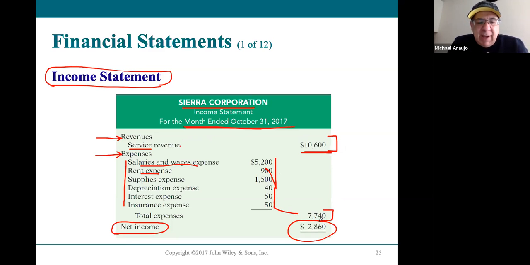Again, profit and net income mean the same thing. Earnings and net income mean the same thing. Profit and earnings mean the same thing, okay? Interchangeable terms. So your $2,860 profit is the profit for October. Profits occur when your revenue, how much you sell, is greater than your expenses. Now, like I told you, this is a very happy book. All the companies are profitable.